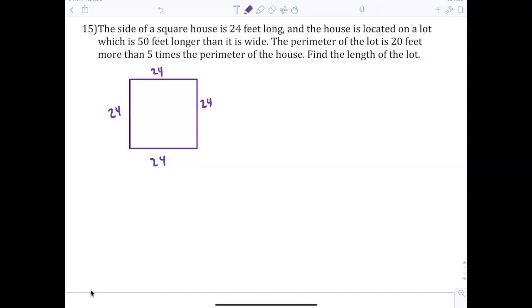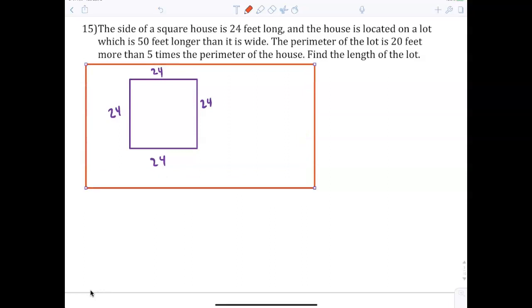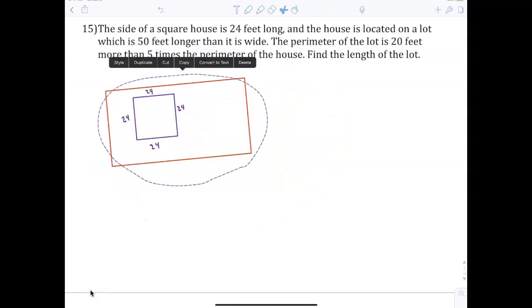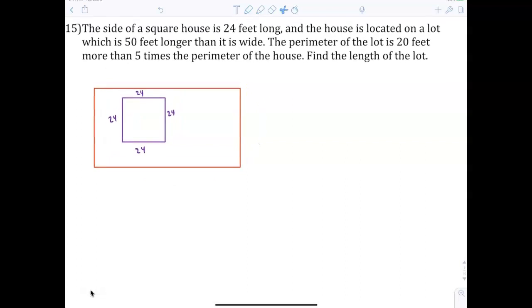So I'm going to now put your house on a lot. It doesn't say where the house is on the lot. Now, it says here that the house is located on a lot which is 50 feet longer than it is wide. So right now what I want to do is I want to introduce a variable.